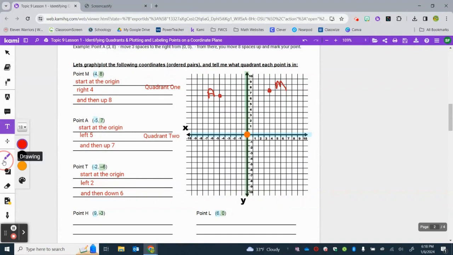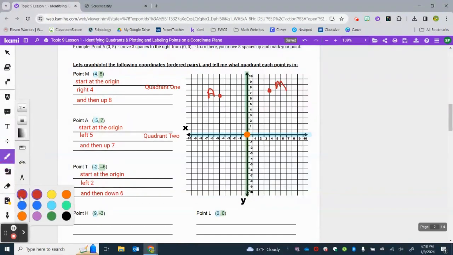Again, just take my pen function here, and I'm just going to do exactly what I wrote there. I'm going to start at the origin. I'm going to go left to -2, so 1, 2, and then I'm going to go down 6. Now, 1, 2, 3, 4, 5, 6. Plot my point, and then label it as T.